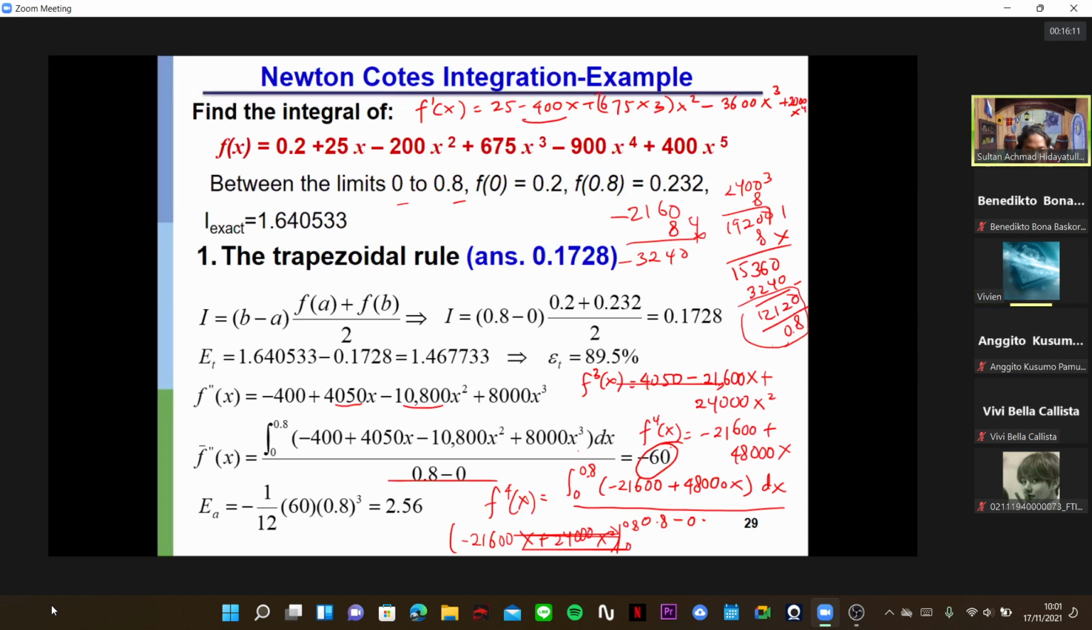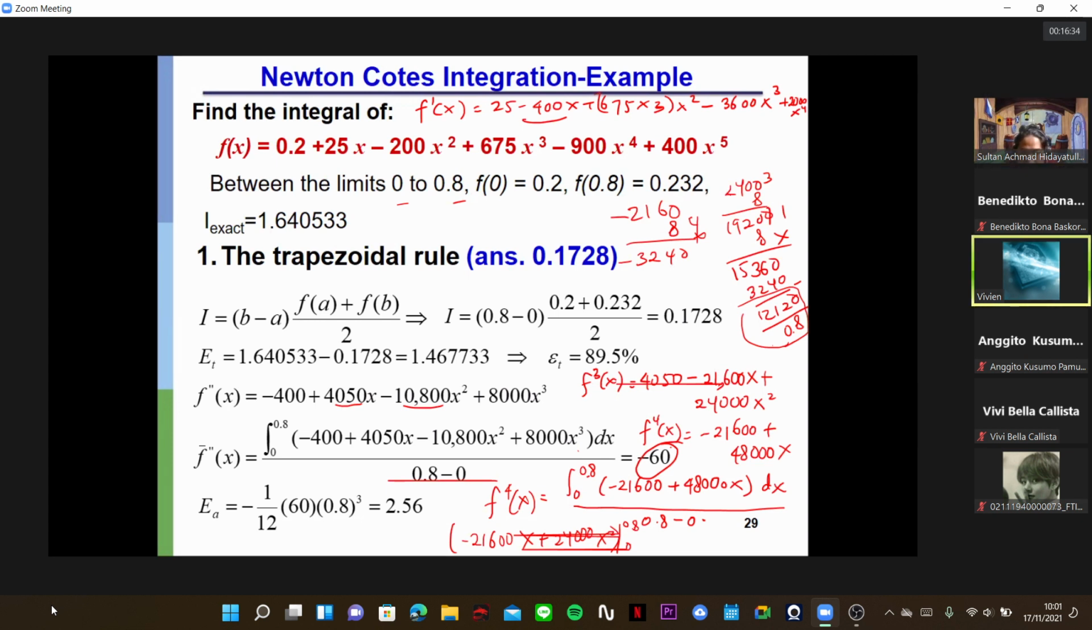Excuse me, ma'am. Yes. I want to ask, I am still confused about the difference between f derivative and f bar derivative. What is the difference, ma'am? And why does the calculation include the integral there? I still don't know about that.